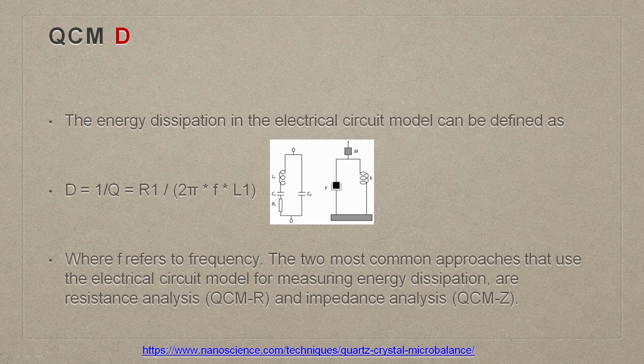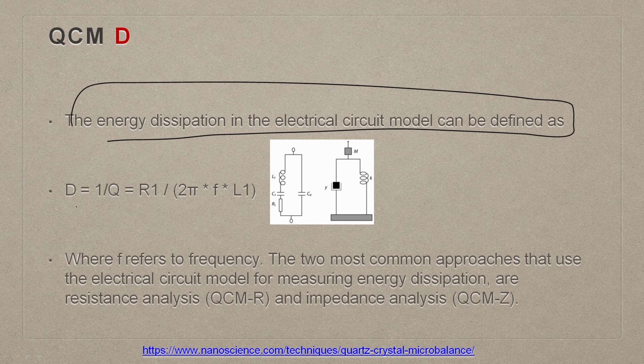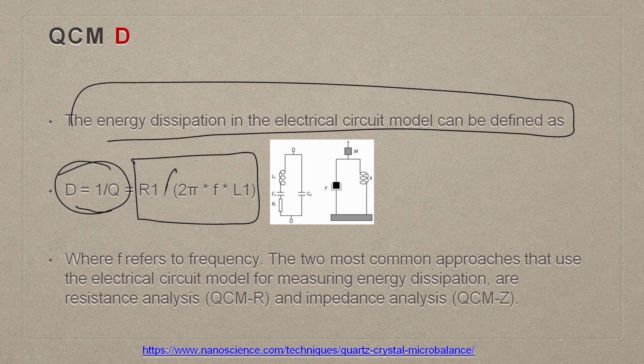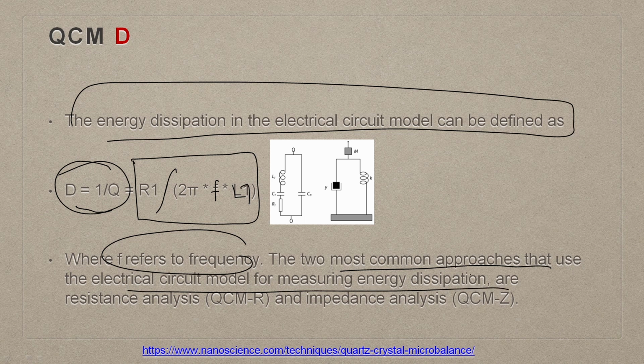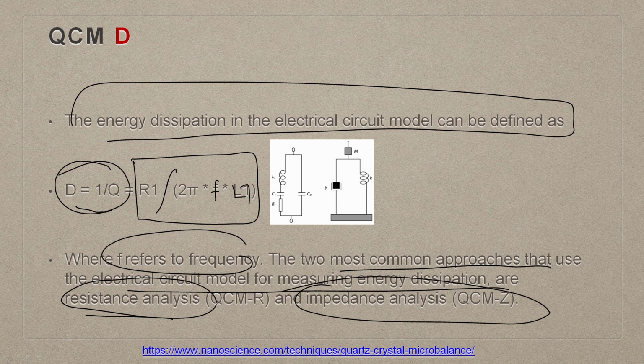And if you look at energy dissipation in the electrical circuit model, it can be defined, as I mentioned, as D equals 1 upon Q, which equals R1 upon 2 pi multiplied by frequency F times L1, where F refers to the frequency. The two most common approaches that use the electrical circuit model for measuring energy dissipation are resistance analysis or impedance analysis. There are two ways you can do it, and there is a third technique which is being used most currently.